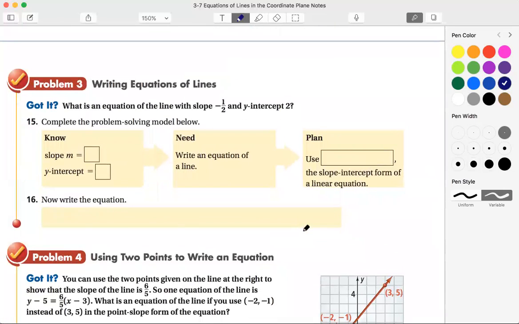Okay, how do we write equations of lines? What is an equation of a line with a slope of negative 1/2 and a y-intercept of 2? So here's the problem-solving model. I know the slope is negative 1/2, and I know the y-intercept is 2. So what's the equation? I'm going to use the formula y equals mx plus b. Now the equation, I plug in what I know: y equals negative 1/2 x plus 2. Done.